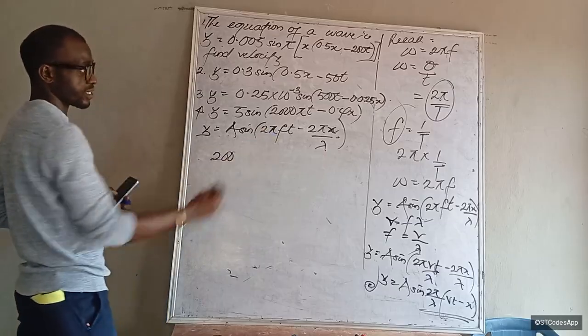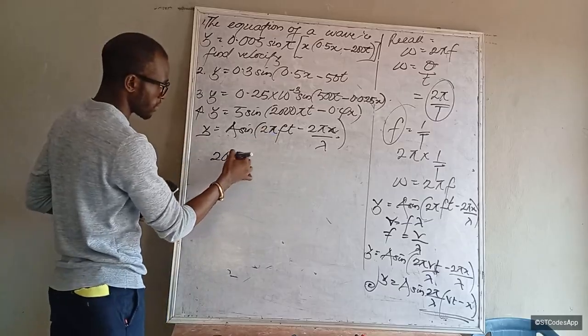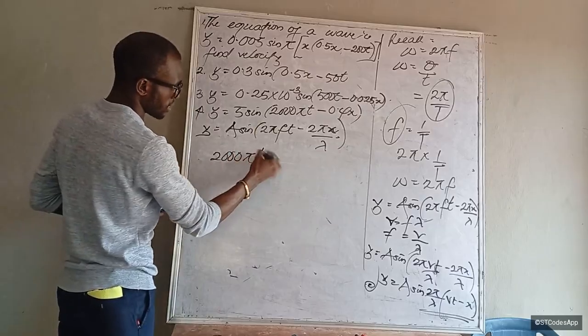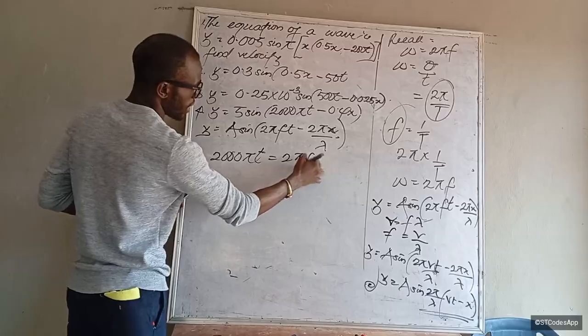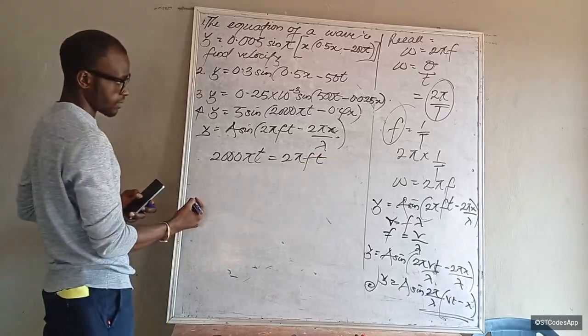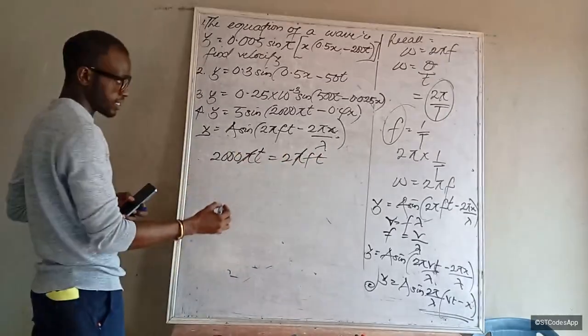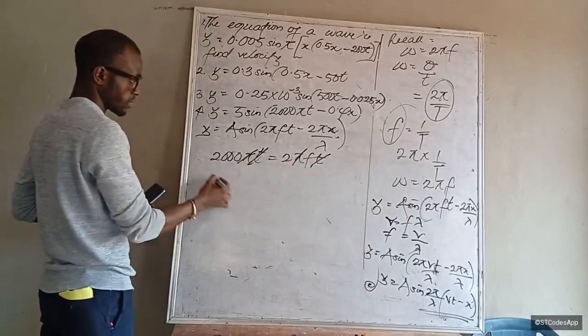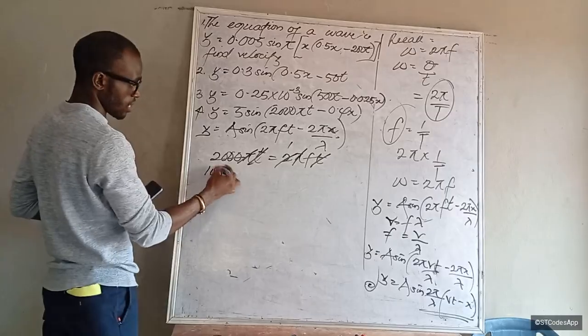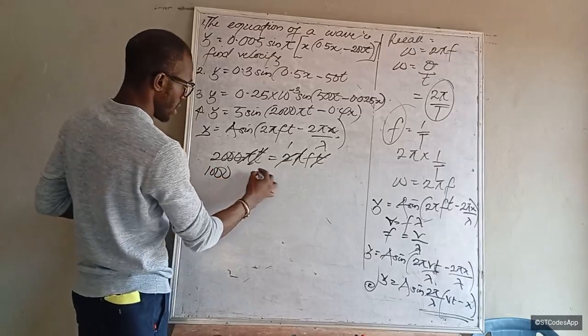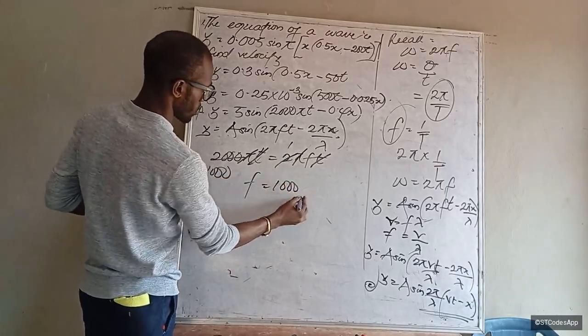Let's find the value of frequency first. This will be 2000 pi t is equal to 2 pi f t. Pi cancels pi, t cancels t. 2 here 1, 2 here 1000. So f is equal to 1000.